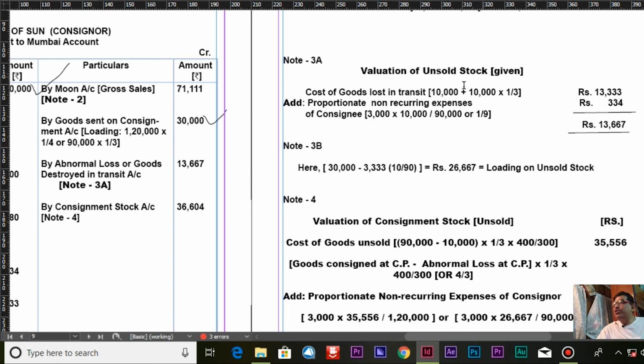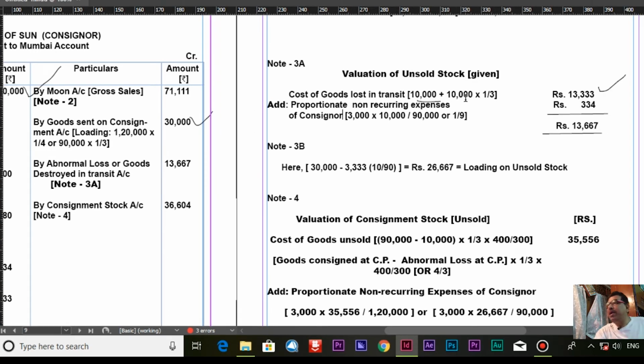Here cost of goods lost in transit 10,000 plus loading. That means 10,000 into 1/3. Because 10,000 is the cost, therefore I have to multiply cost by 1/3. And we get 13,333. Now I have to add proportionate non-recurring expenses of consignor.